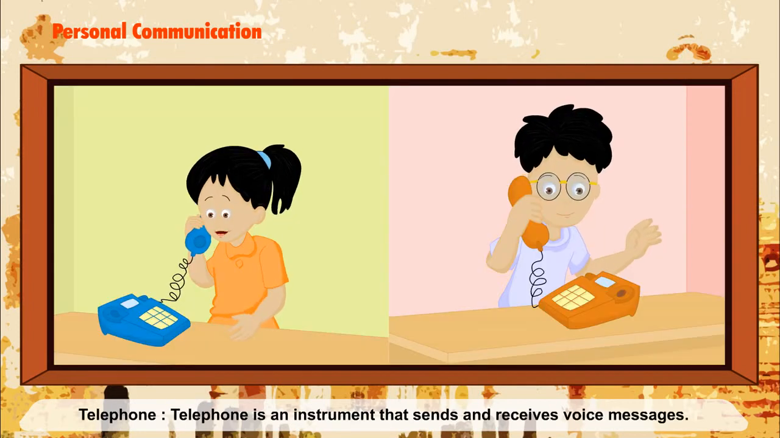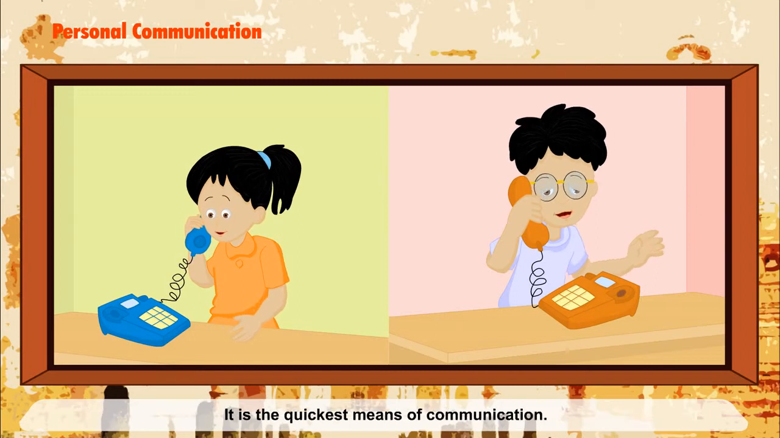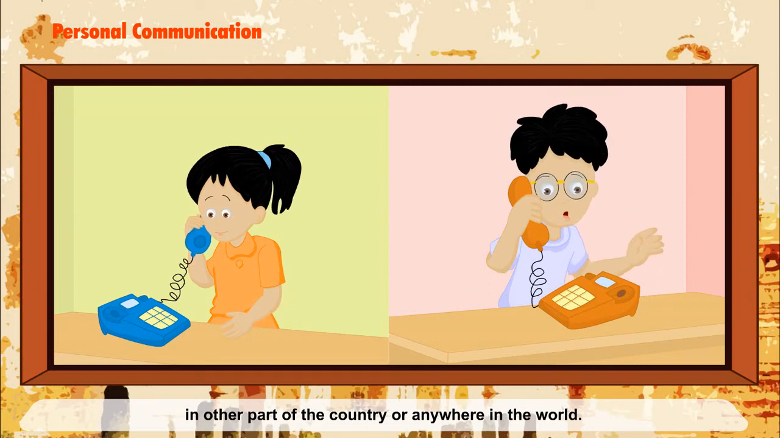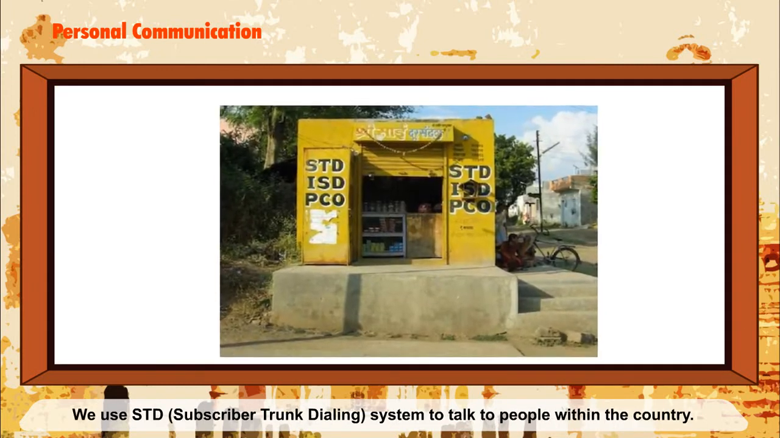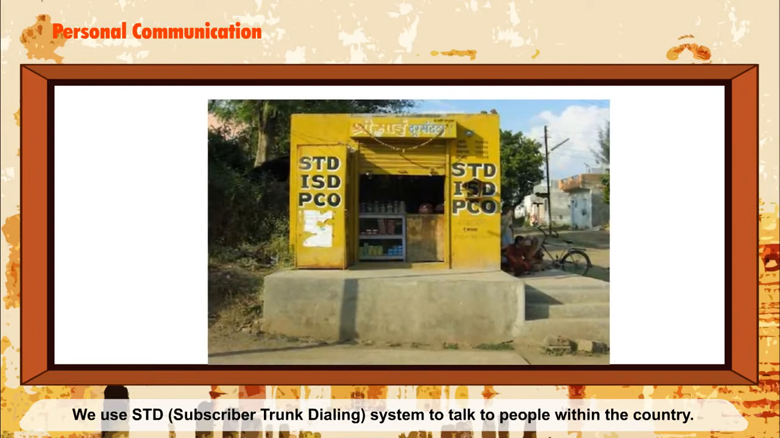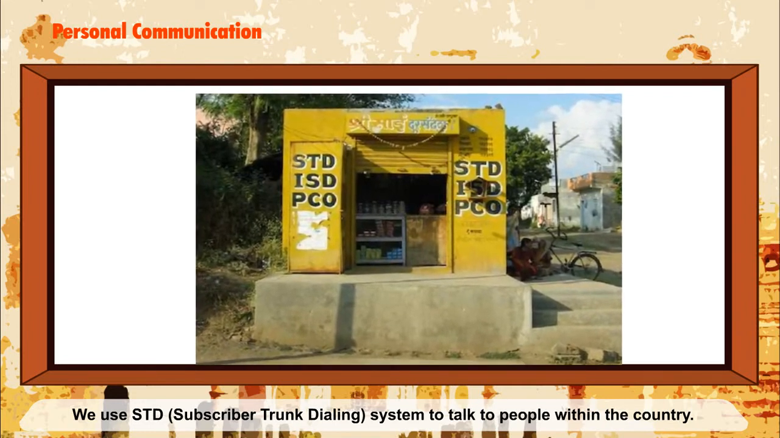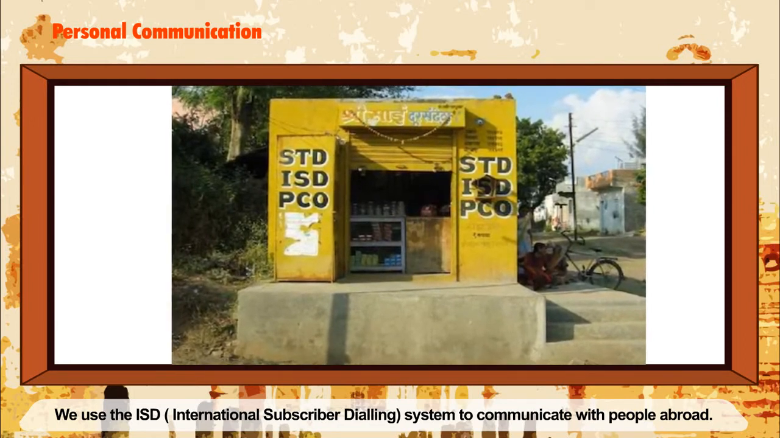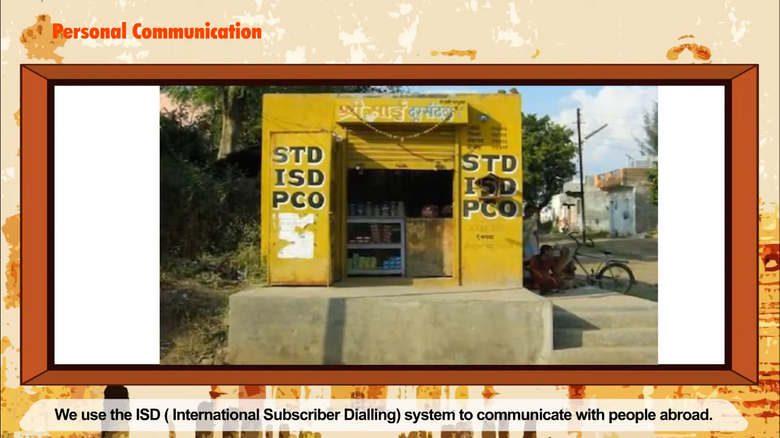Telephone. Telephone is an instrument that sends and receives voice messages. It is the quickest means of communication. In just a few seconds, we can talk to a person within the city, in other part of the country or anywhere in the world. We use STD, subscriber trunk dialing, system to talk to people within the country. We use the ISD, international subscriber dialing, system to communicate with people abroad.